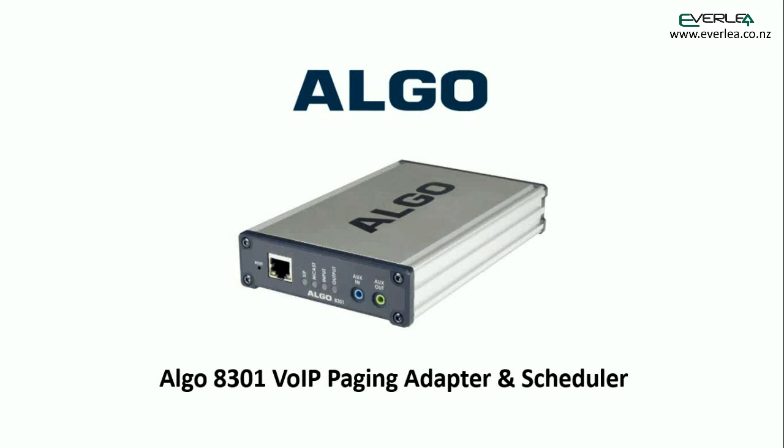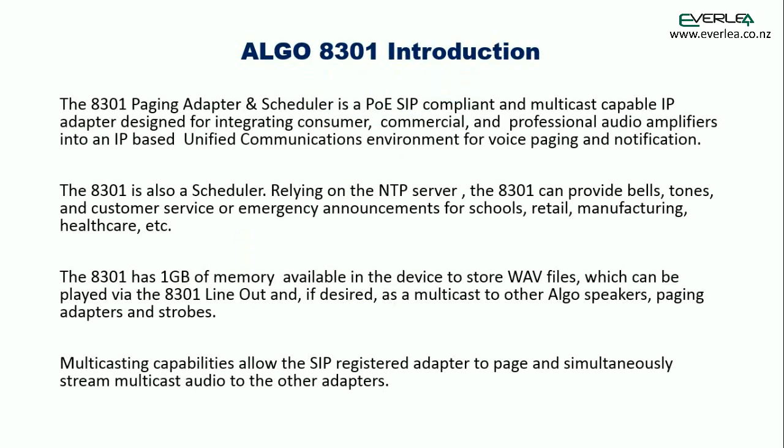This presentation will be covering the Algo 8301 voice paging adapter and scheduler, used for interfacing voice over IP solutions with an existing analog adapter and/or managing a schedule situation, which we'll be going through. The 8301 paging adapter and scheduler is a PoE SIP-compliant, multi-class capable adapter designed for integrating your consumer, commercial and professional audio amplifiers into an IP-based solution environment to enable you to use paging and/or scheduling of messages.